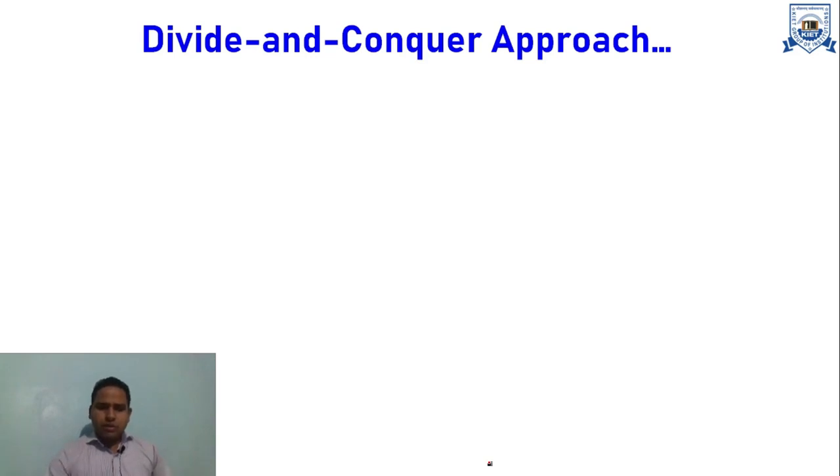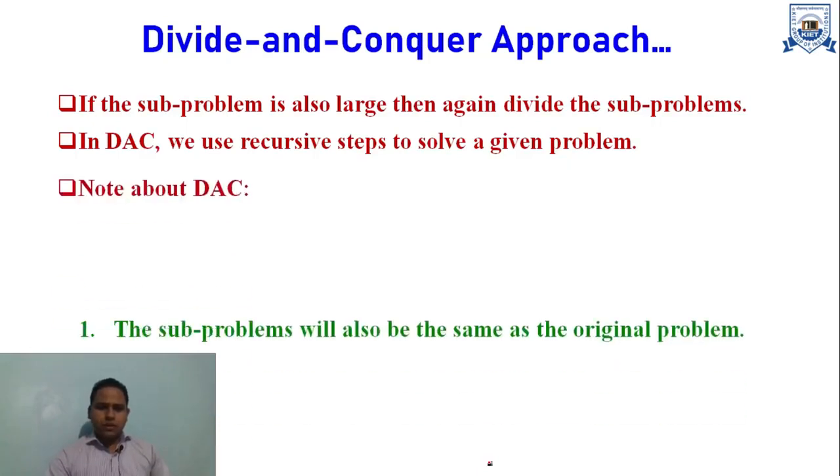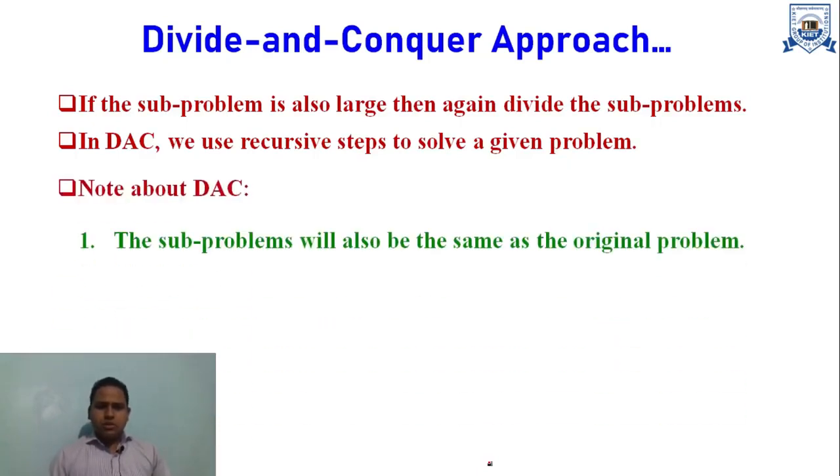Just remember that if the subproblem is also large, then divide the subproblem also. We are again dividing the subproblems to make them small problems. So in divide and conquer, we recursively follow the steps to solve the given problem. What is the note point about divide and conquer? These sub problems will also be the same as the original problem. Suppose we have a problem P and we are dividing that problem into small sub problems. It is not the case that the sub problems will be of a different type or different problem. They will have the same problem as the original problem.